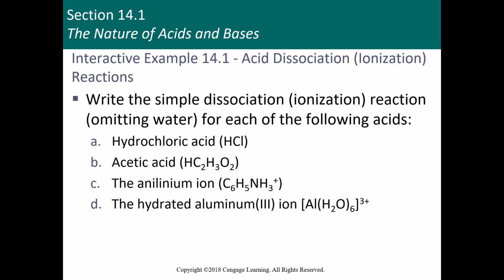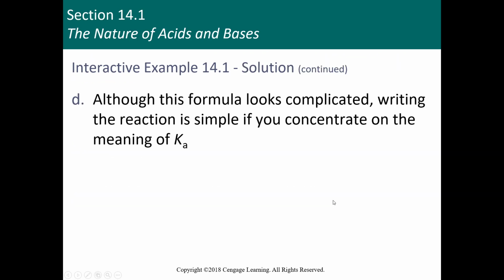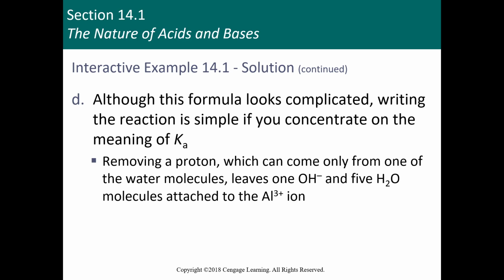So the next one right here, which is D, which is the hydrated aluminum 3 ion, which is this right here. Okay, so in D, this one looks complicated. It's actually quite simple if you can concentrate on the meaning of your Ka. So you're removing a proton, which can only come from one of the water molecules here. You only have those water molecules that have hydrogens. The aluminums certainly aren't hydrogens.